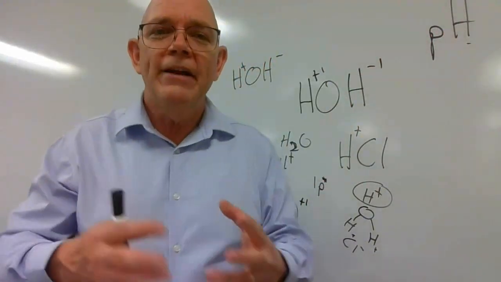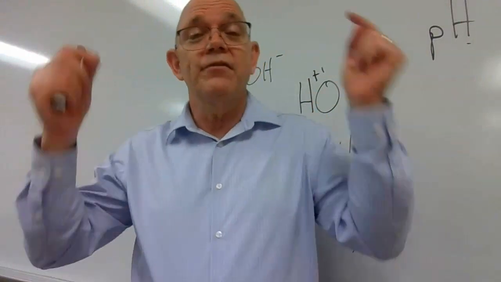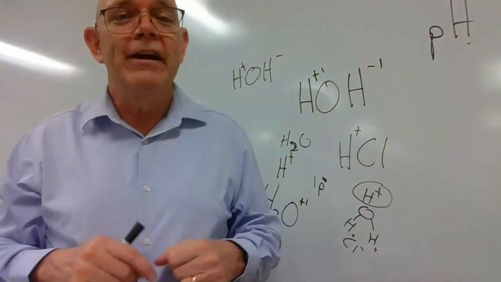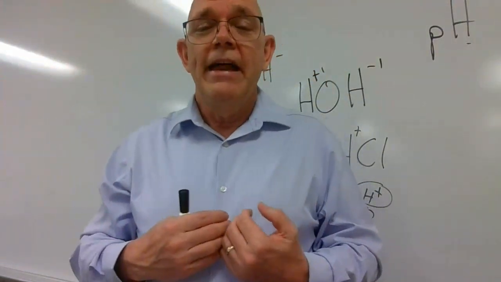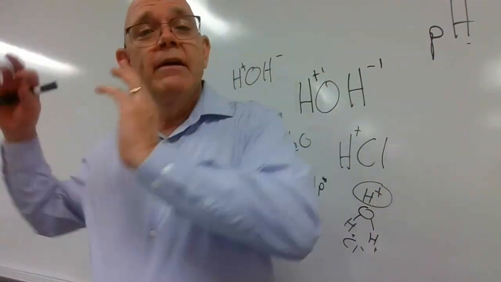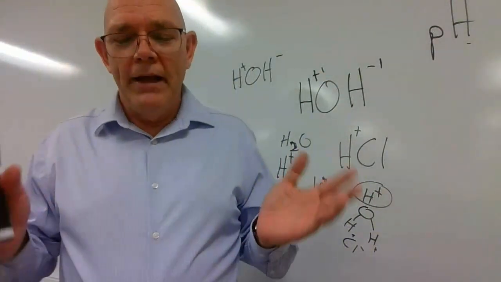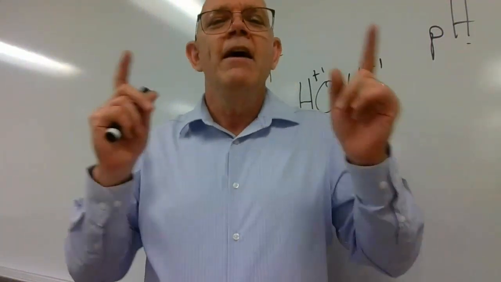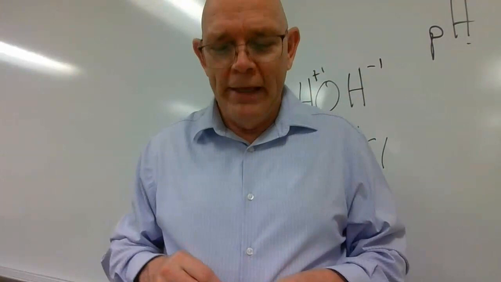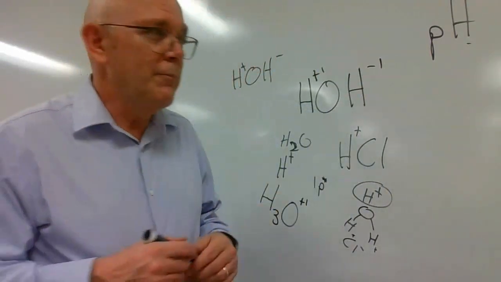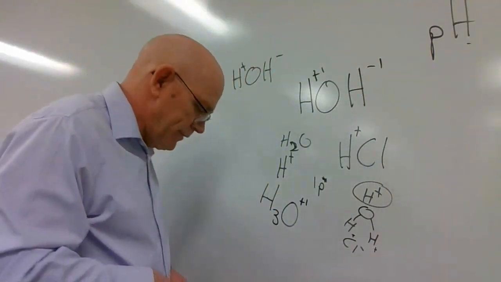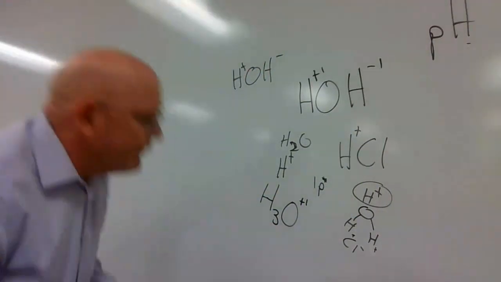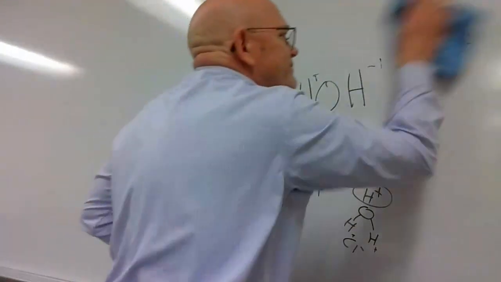So we're talking about hydrogens, and the little p stands for concentration. So how many hydrogens are in it? If you have lots of hydrogens, guess what? It's going to be an acid. If it doesn't have very many and has more OHs, then it's going to be a base. That's what acidic and basic have to do with the pH.